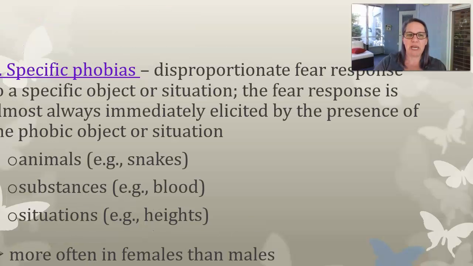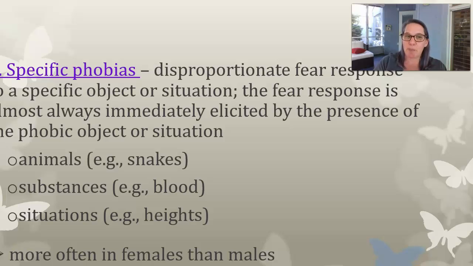All right, number 3 are specific phobias. So you guys have heard about these. A lot of people talk about having phobias for certain things. So it's a disproportionate fear response to a specific object or a specific situation. The fear response is almost always immediately elicited by the presence of the phobic object or situation.